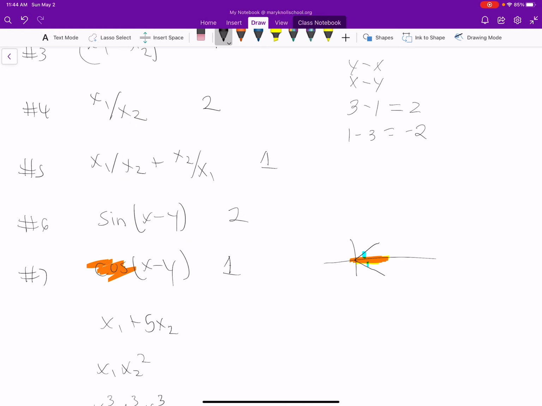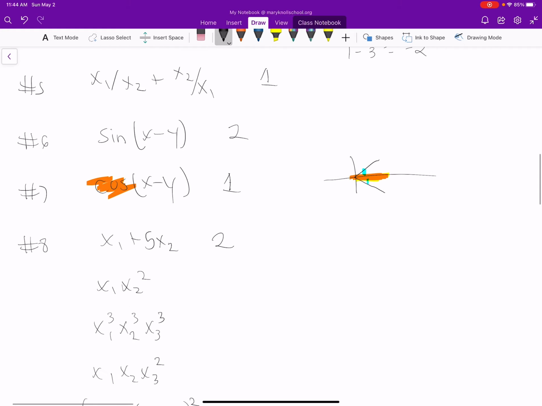Okay, so now we're looking at number 8, and in this case, I think we can see that we're going to get 2 distinct variants. All right, number 9. So I think in this case, we can see that we can get 2 distinct variants because we can do an x1, x2 squared, and an x2, x1 squared. And those are distinct variants. Those are different.